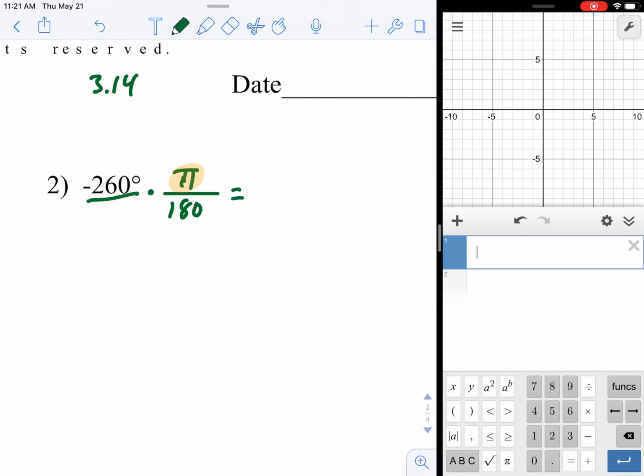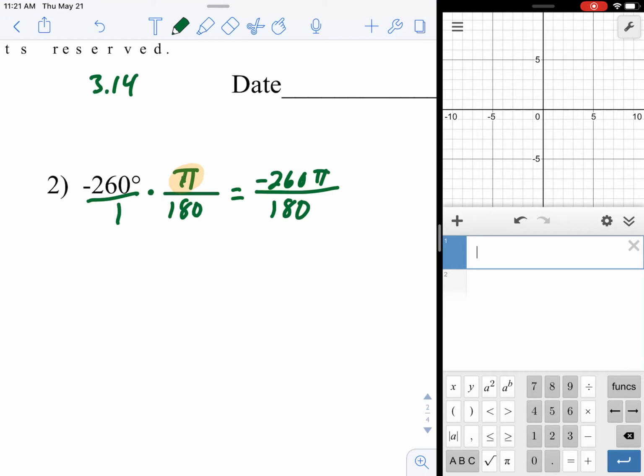Well, okay, so you put this over 1. Top times top is negative 260 pi. Bottom times bottom, 1 times 180 is 180. And now we're looking at reducing that fraction. And reducing fractions, there's things you can do like cross out zeros. If these are both even numbers, you divide by 2, et cetera, et cetera.